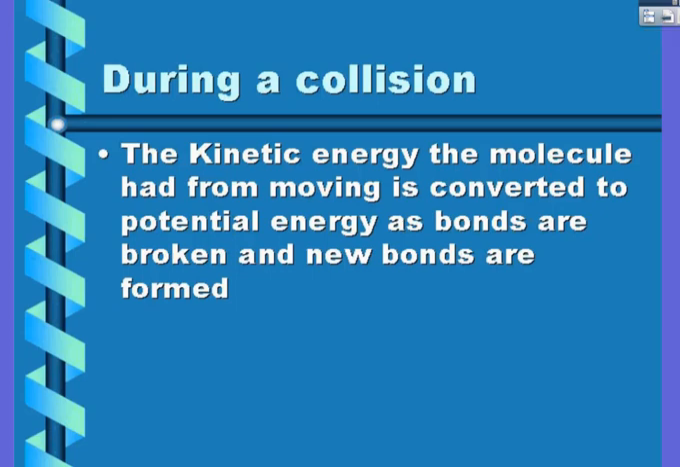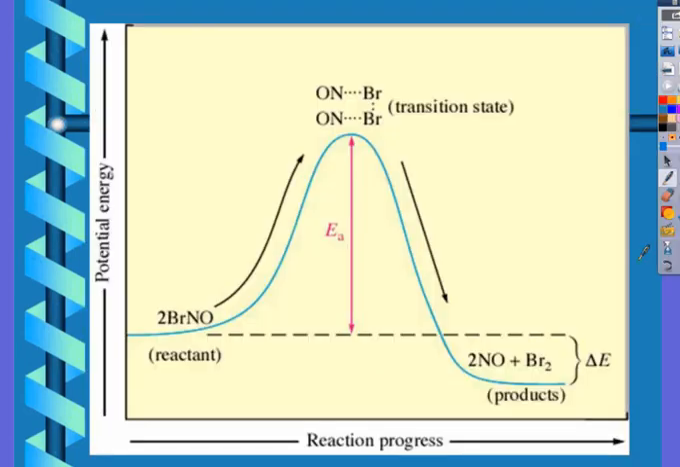In order to break these bonds, we have to have a certain amount of energy. That energy is called activation energy. So looking at this energy diagram, we have reactants and we have products. To get from reactants to products, we're going to have to overcome activation energy.